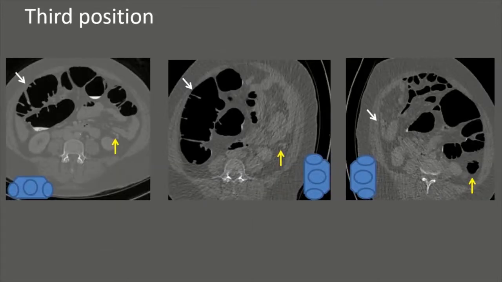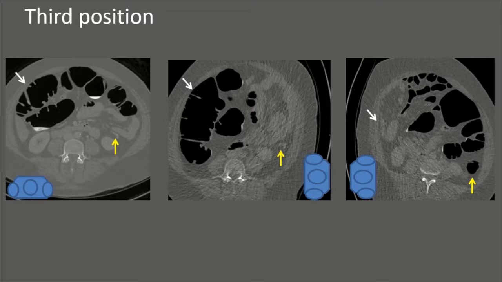This is an example of using a third position. The left-hand image is the first position that was used, the supine. And the white arrow shows the right colon to have reasonable distension, but the folds are a little bit thick, and that's a sign of the distension not being optimal. And the yellow arrow shows that the left colon is completely collapsed.